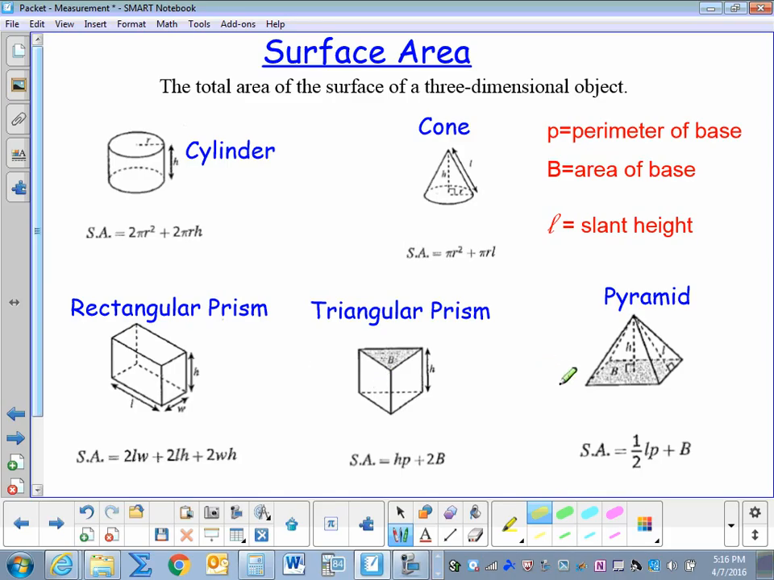and a pyramid. Some of the letters we'll be using in the formula that are new to us are small p, which represents the perimeter of the base, big B, which represents area of the base, and a small cursive L, which represents slant height. Now we've used this small l before to represent the length in a rectangular prism. Today we'll be using that same letter in a cone and a pyramid to represent the slant height.